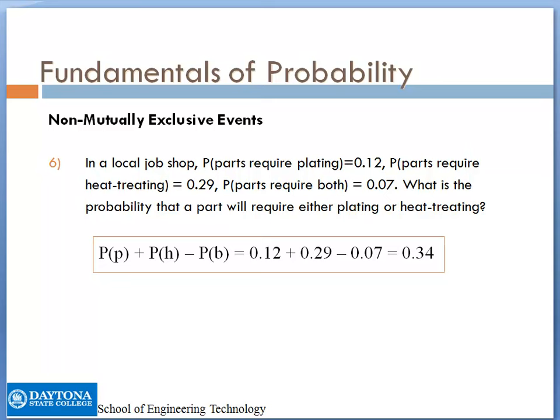Because this is theory number 4, we're going to be using the explanation of if event A or event B, which is in this case if plating and heat treating are not mutually exclusive events, then the probability of either plating or heat treating or both is given by the probability of plating plus the probability of heat treating minus the probability of both. So this is equal to 0.34 or 34%.